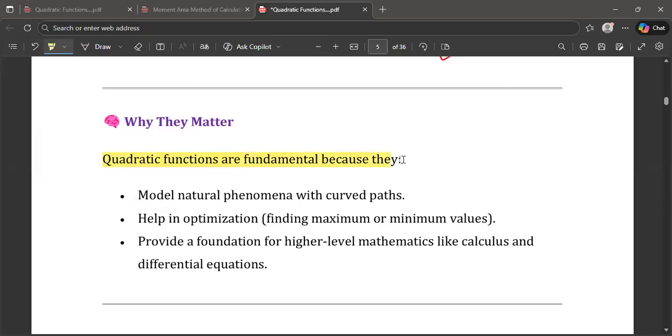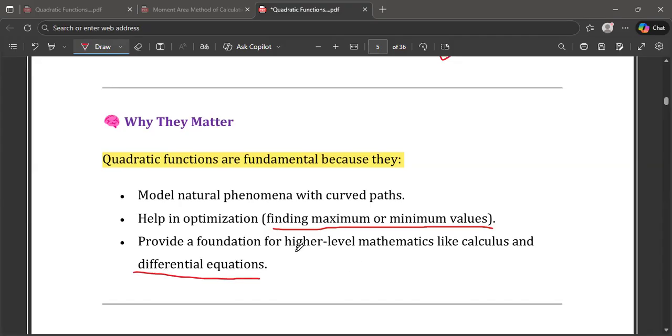Good. Quadratic functions are fundamental because one, it helps in optimization. That is finding your maximum and minimum value. It helps you to know your maximum and minimum value. It also helps to provide a foundation for higher level mathematics like calculus and differentiation. So if you know this topic very well and you go and study calculus and integration, you realize that life is going to be much easier. But without knowing such things, you struggle.